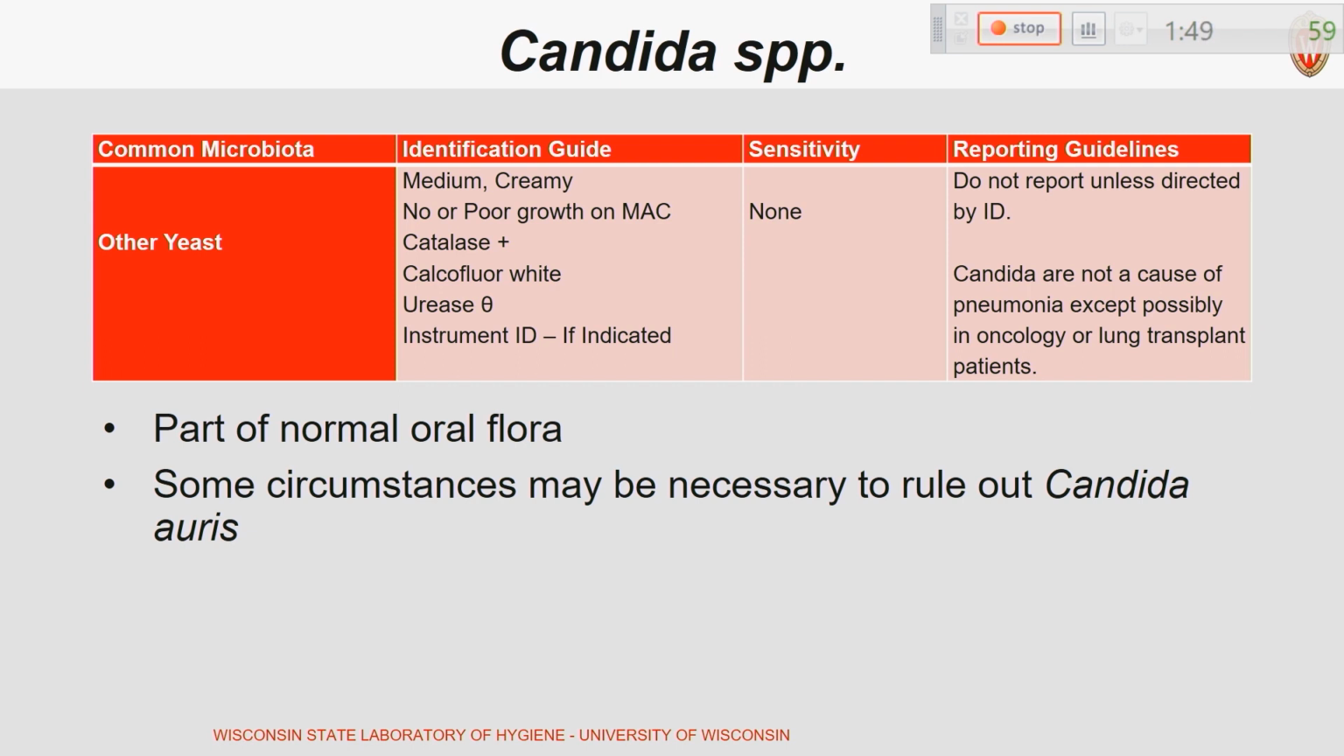So our identification guide for Candida species: medium size, creamy, may exhibit poor growth on MacConkey, catalase positive, which is not truly a catalase positive, but it'll give that reaction. If you perform a calcofluor white KOH stain, that'll help give that picture of a yeast species. It is urease negative, so if you use that for part of your Rouleau process, and potentially there's instrument ID if indicated. There is not really a sensitivity to be performed on this routinely.